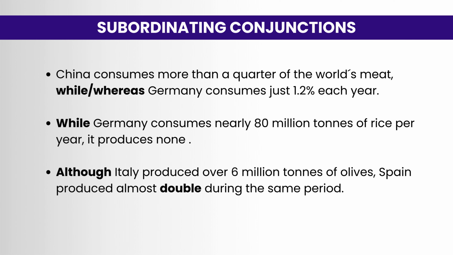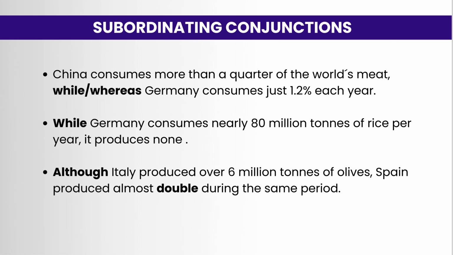Subordinating conjunctions. China consumes more than a quarter of the world's meat, whereas Germany consumes just 1.2% each year. While Germany consumes nearly 80 million tons of rice per year, it produces none. Although Italy produced over 6 million tons of olives, Spain produced almost double during the same period.